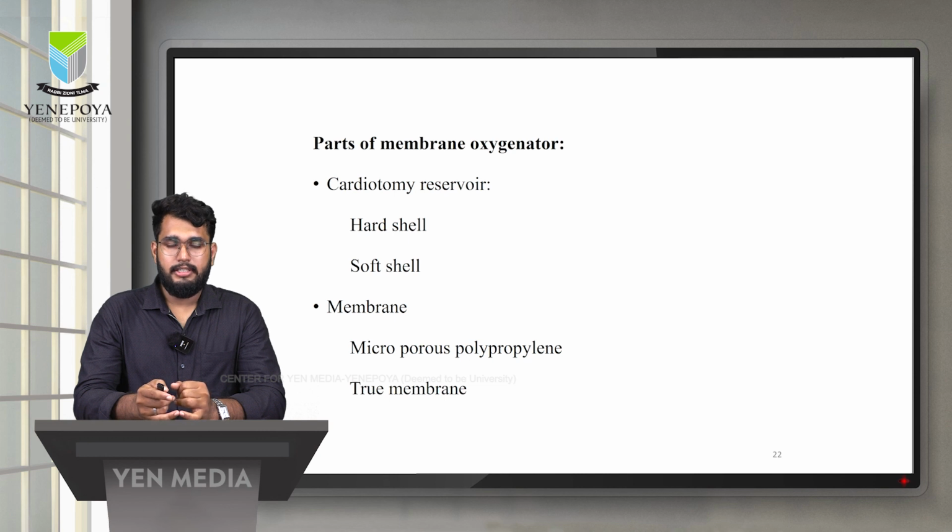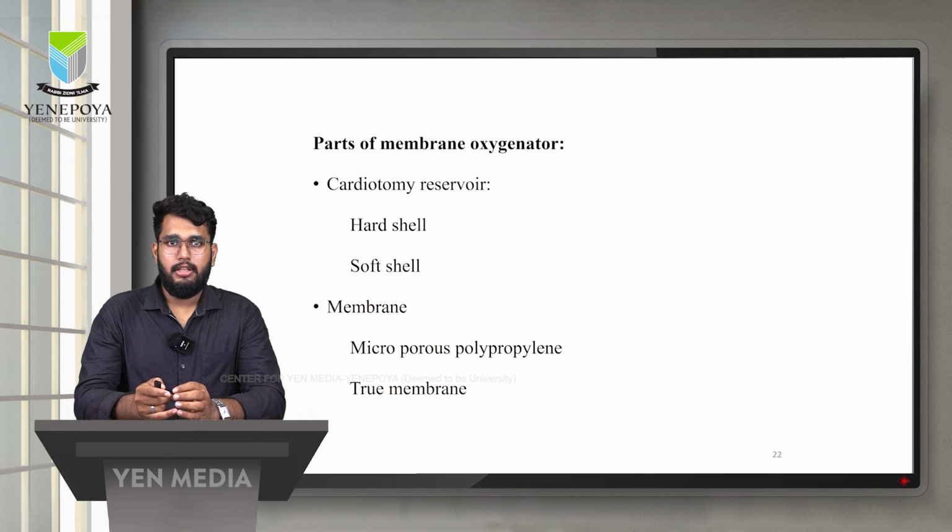The hard shell reservoir is exposed to the room air, so there is a chance of entry of air into the circuit. The soft shell is made up of a soft collapsible bag. So in case of any failure, the bag will collapse and it will not allow air to enter into the circuit. The next part is the membrane.